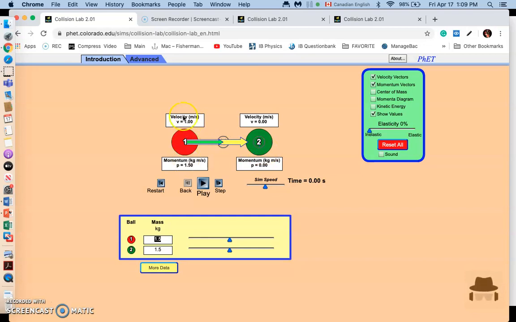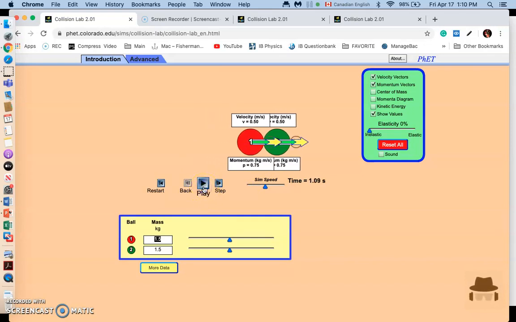So its momentum will be mass 1 times 1.5, which gives you 1.5. Now the green ball is not moving, so its velocity is 0, and its momentum is surely 0. Remember this value. Before the collision, I have to add the momentums, so the initial momentum will be 1.5 plus 0, which is 1.5.